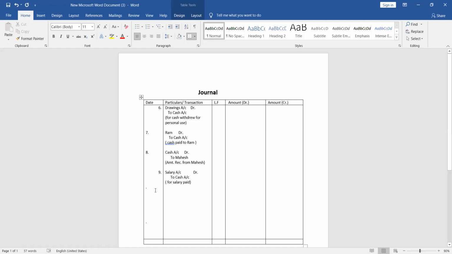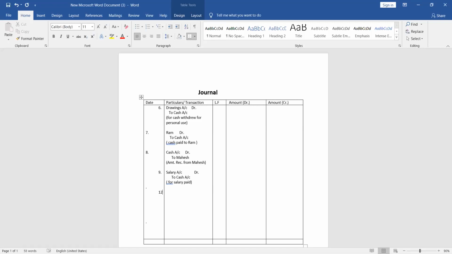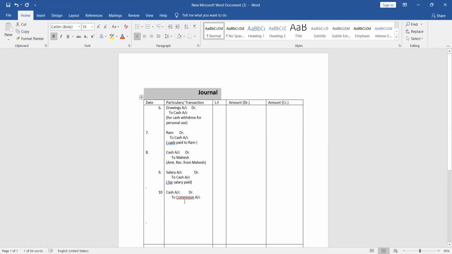Vice versa to this, if the income is received by the business, suppose commission received, any commission, so cash is coming to the business, debit what comes in? Cash account debit to commission account. In this way, you can do the entries, the 10 entries we have done today.